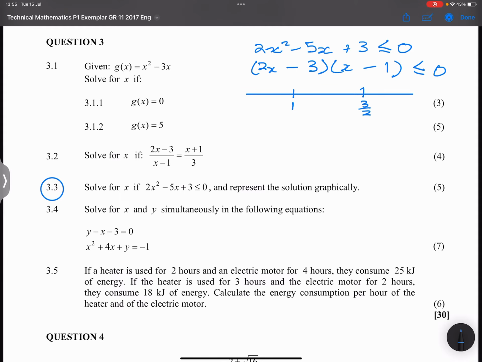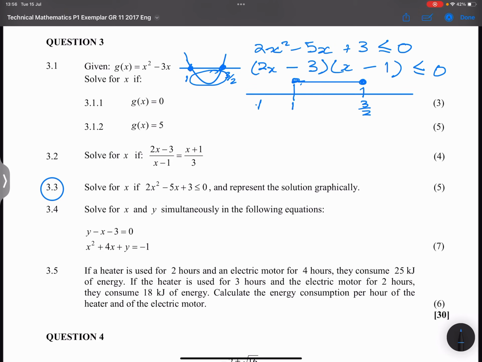I want you to note, we want where this graph is less than or equal to 0. So remember, in this case, you're looking at a parabola that has x-intercepts. This first x-intercept would be at 1. This one would be at 3 over 2, 1.5. So where is this graph negative? It's over this region here. So this is between where x is equal to 1, all the way till x is equal to 3 over 2.